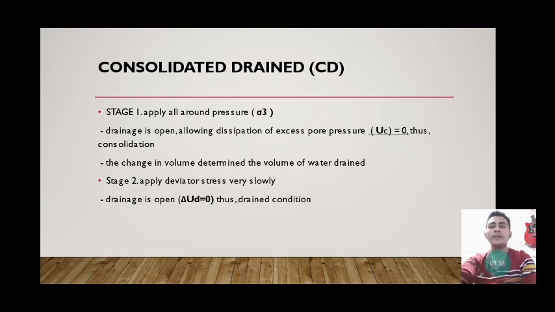In stage 1, we apply all-around pressure, sigma 3. Drainage is allowed, which allows dissipation of excess pore pressure, which means delta u c is equal to 0. Thus, consolidation. The change in volume determines the volume of water drained. In stage 2, we apply deviator stress very slowly. Drainage is allowed, which means delta u d is equal to 0. Thus, drained condition.